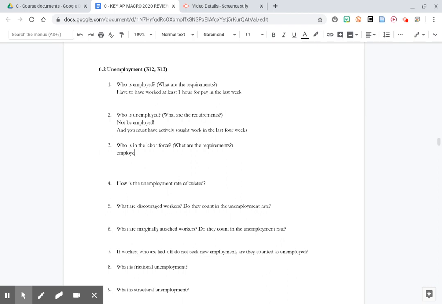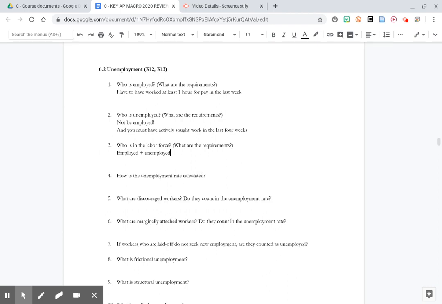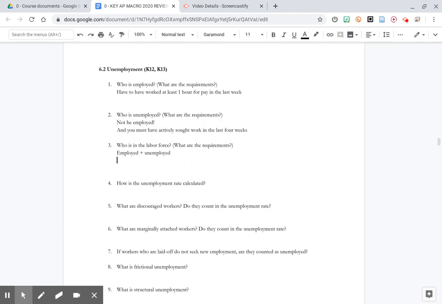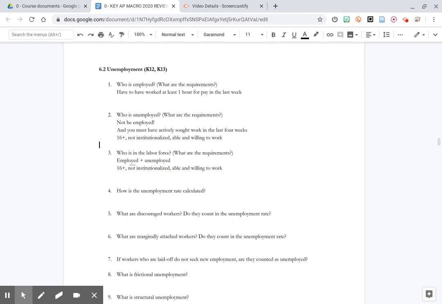The labor force is the employed plus the unemployed. And so the other requirements would be here that if you're in the labor force, typically we would say that you are 16 and up, you are not institutionalized, right? That would be like not in the military, not in prison, not in school, and that you are able and willing to work. And we can generally say that that is also true of being unemployed, because typically we'd say that these are true for all of these statements.